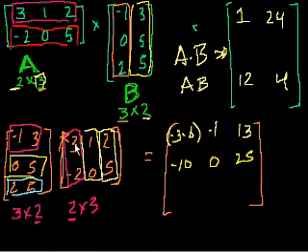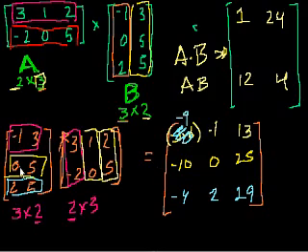So 2 times 3 plus 5 times minus 2, so that's 6 plus minus 10, so that's minus 4, right? Then you have 2 times 1 plus 5 times 0, that's 2. Then you have 2 times 2 plus 5 times 5, so 4 plus 25, 29. And of course, that first term, minus 3, minus 6, so this is minus 9.